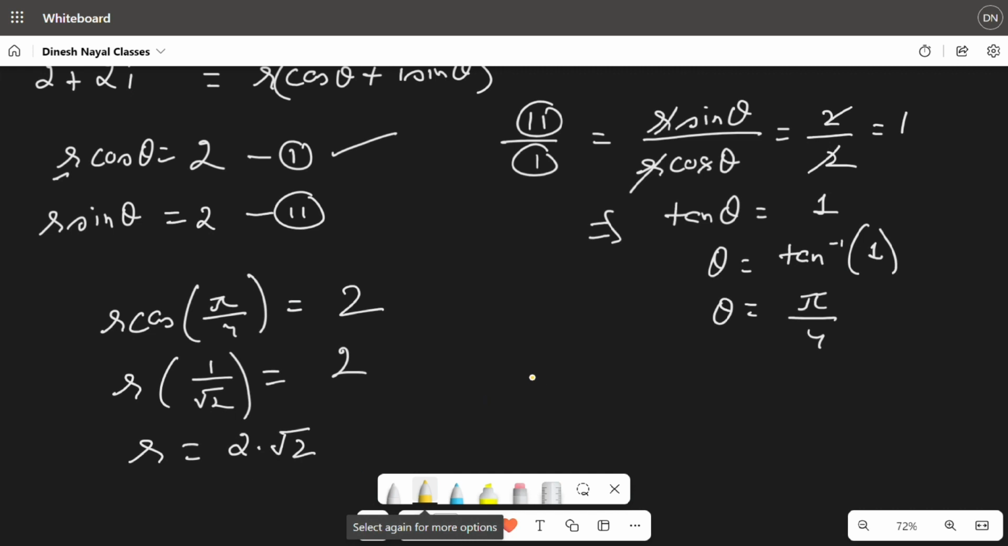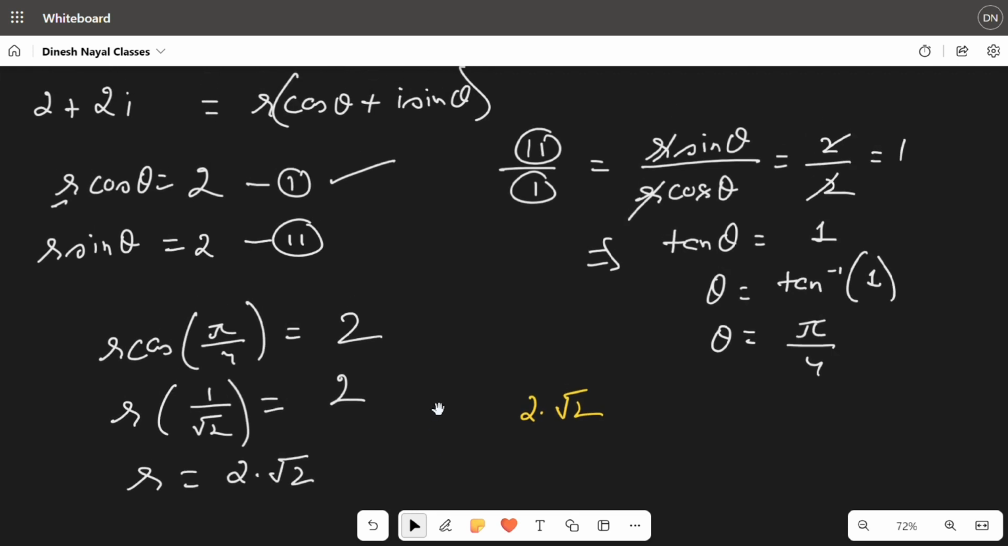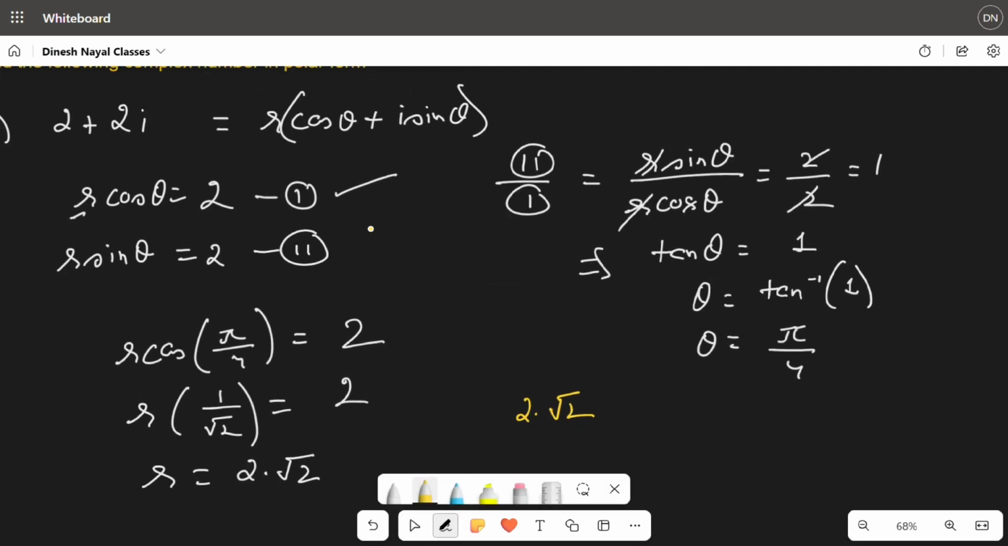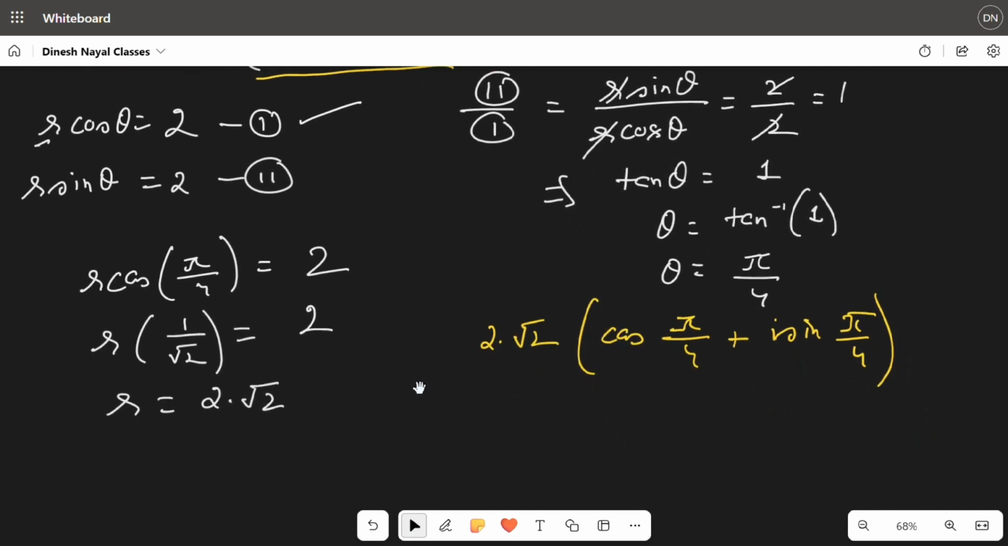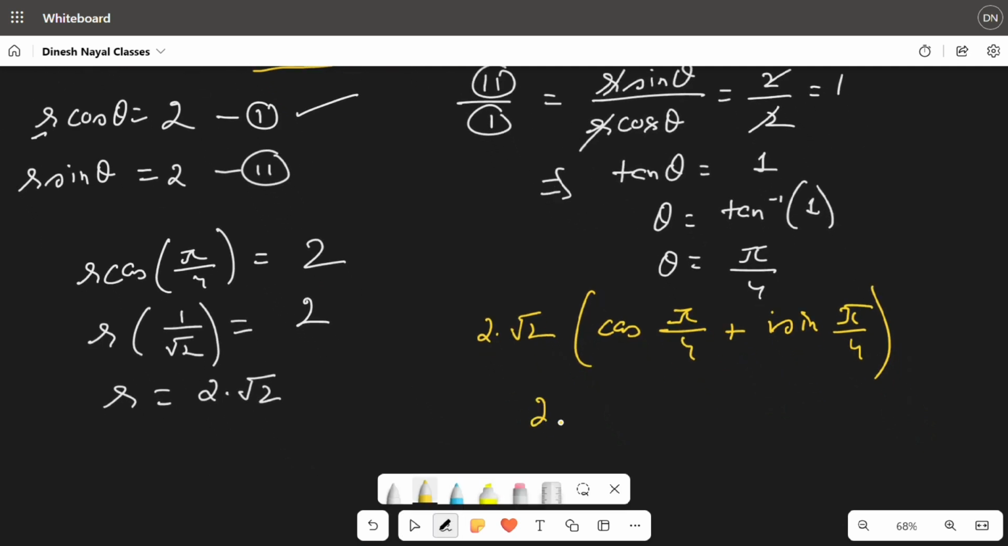So we can write this as 2 root 2. You know the general form, r cos theta plus i sin theta. So substituting the value of r, 2 root 2, and argument pi by 4: 2 root 2 cos pi by 4 plus i sin pi by 4, or in short you can also write this as 2 root 2 cis pi by 4. So that will be the answer.